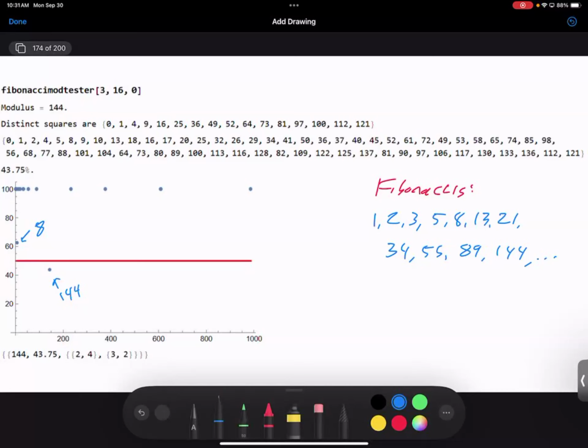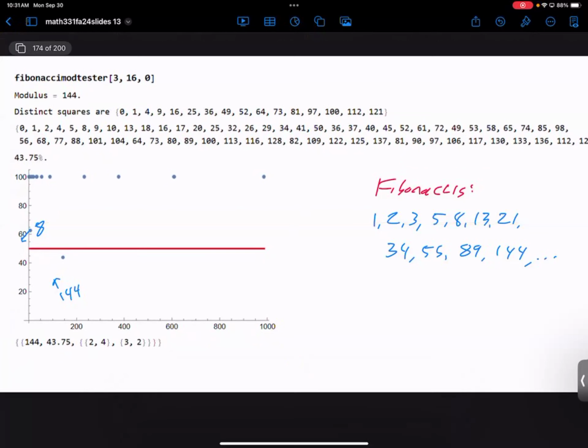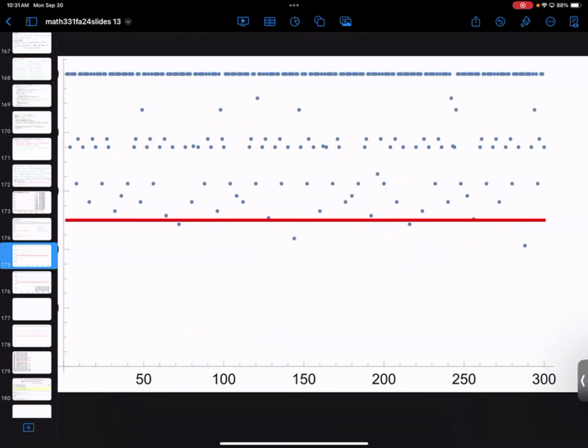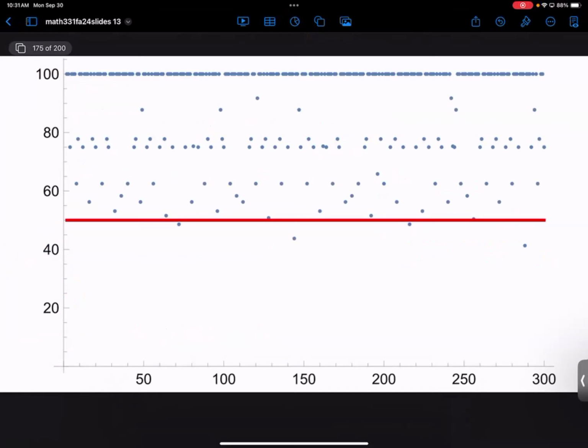As a rule of thumb, one of your responses whenever you have a problem to solve is to collect more data, as long as it's not too hard to do. There's always the danger of paralysis by analysis, where you spend all of your time gathering data and you don't actually do anything. But if you can gather more data quickly, then do so. I looked at a large amount of data up to 300. The solid red line is 50%. And I found a couple of values that were below 50%. So that meant a majority of the residues could not be written as the sum of two squares.